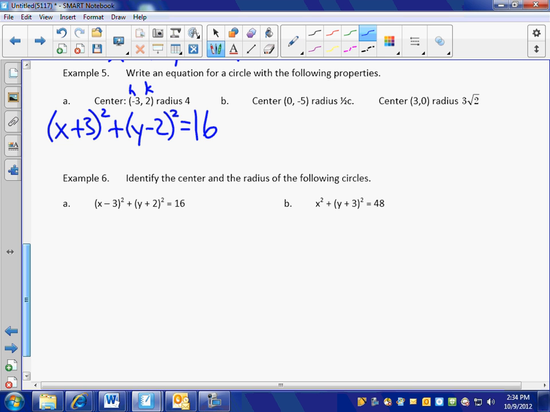Okay, center 0, -5, radius 1/2. And some people says that 1/2 cups. No, I had the C. I didn't get the tab in there. I'm sorry. This is problem C. So.